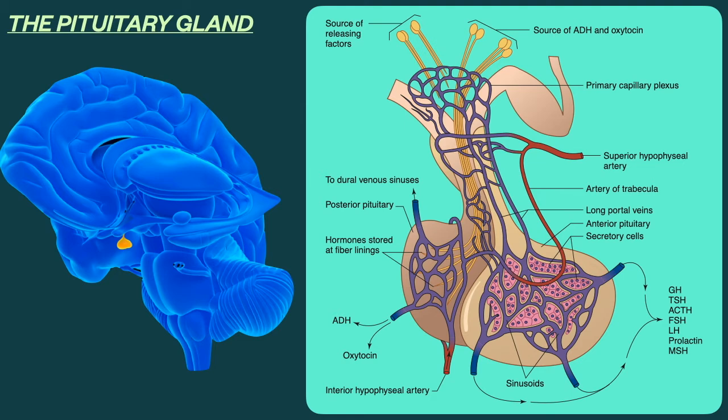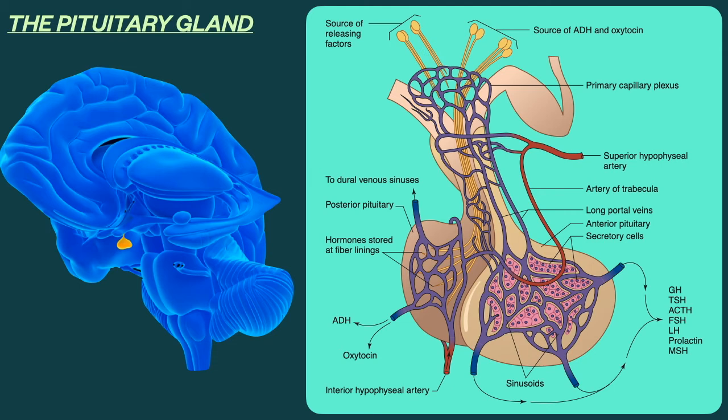A smaller cell group are the lactotrophs, which secrete prolactin. Prolactin stimulates breast milk production, and also inhibits ovulation and spermatogenesis. There are also thyrotrophs, which are cells that secrete thyroid-stimulating hormone, or TSH, that stimulate the thyroid gland. And finally, there are the gonadotrophs, which secrete two gonadotropic hormones, luteinizing hormone, or LH, and follicle-stimulating hormone, or FSH, both of which go on to stimulate the ovaries or testes. The posterior pituitary releases the antidiuretic hormone, or ADH, which is made by the hypothalamus.